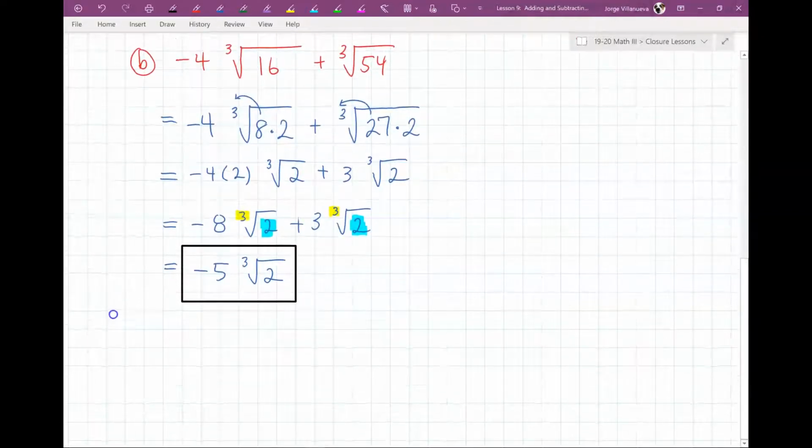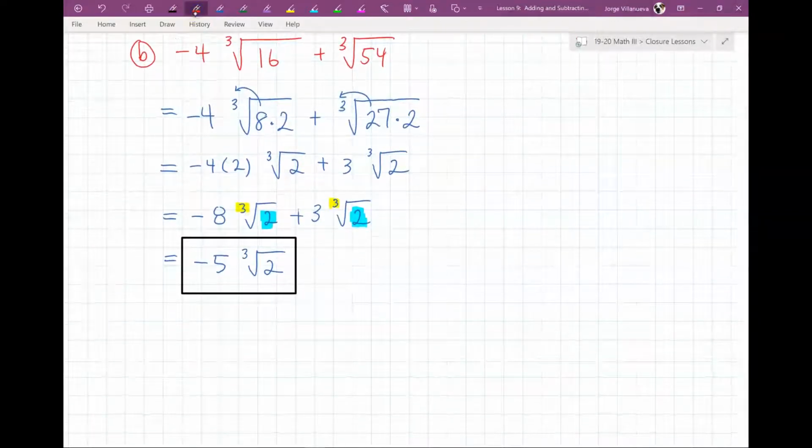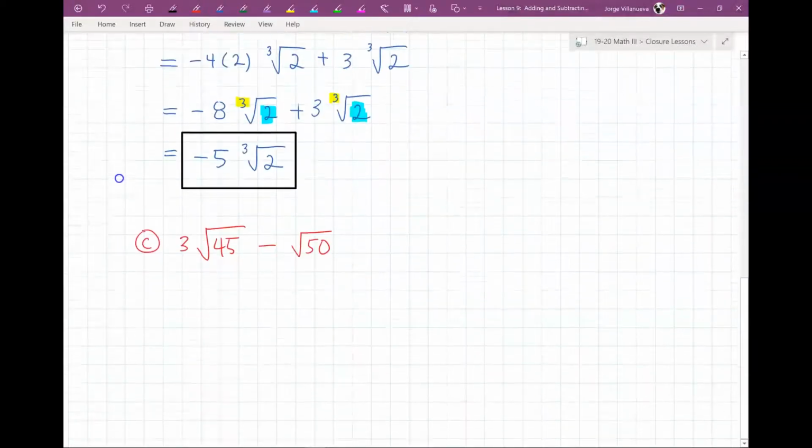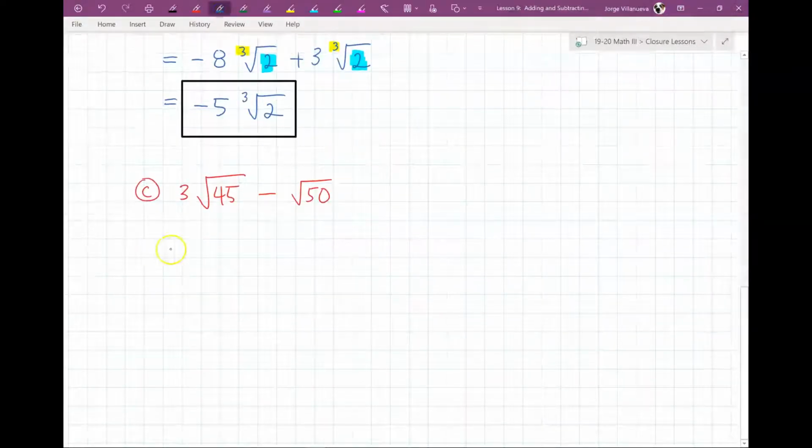All right, a little bit tougher. I'll give you one that's a little bit less difficult. So we'll try 3 radical 45 minus radical 50. So this is a square root. I've got to break this down into numbers that have square roots. So 45 is 9 times 5.